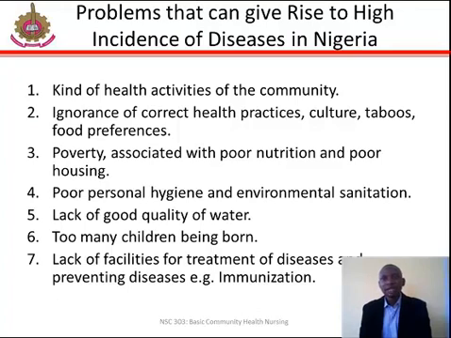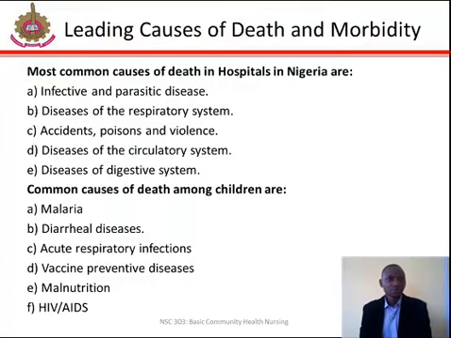Some of the problems that can give rise to high incidence of diseases in Nigeria include kind of health activity of the community, ignorance of the correct health practices, cultures, taboos, and food preferences, poverty associated with poor nutrition and poor housing, poor personal hygiene and environmental sanitation, lack of good quality of water, too many children being born, lack of facilities for treatment of diseases and preventing diseases, for example, immunization.